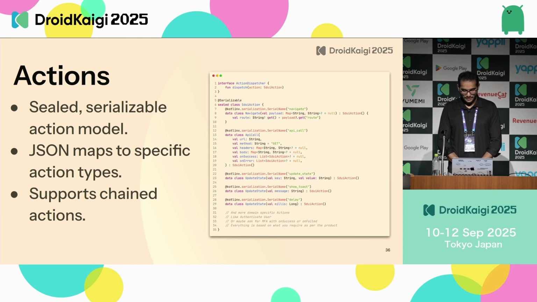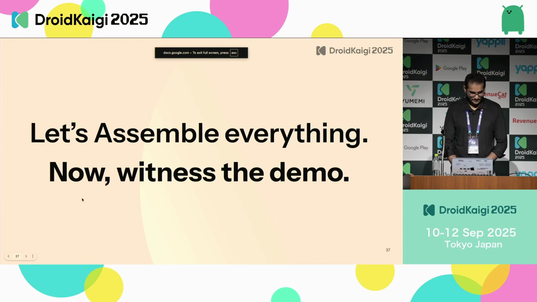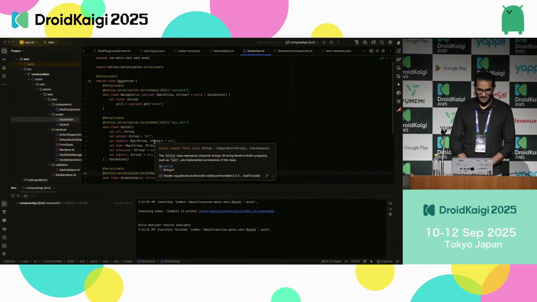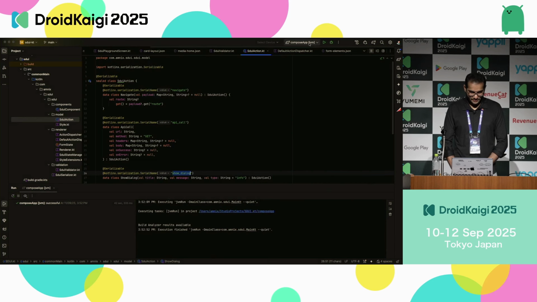Now that we have seen how components, styling, and actions work, let's bring it all together into a live demo. Let's build the sample code, which I prepared for this presentation, and see how it works. This is the sample code I built for KMM with CMP. Let me just run it. We will run the JVM version of it.